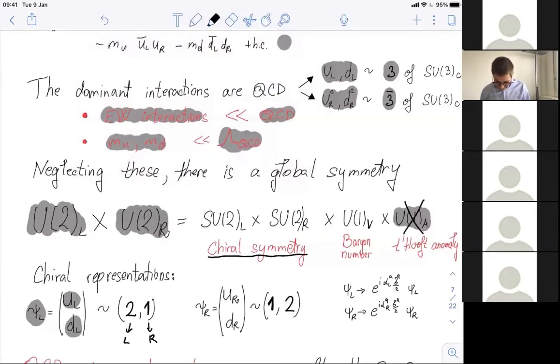So here is the transformation shown. This is a doublet of SU2, so it transforms in this way, where alpha L and alpha R are the corresponding parameters of the group. This is for the SU2 left, and this is for the SU2 right.